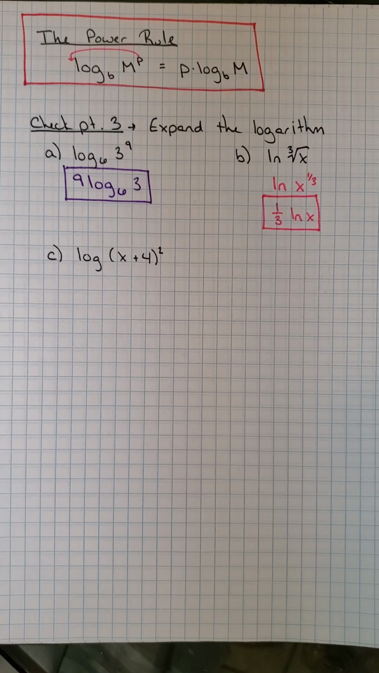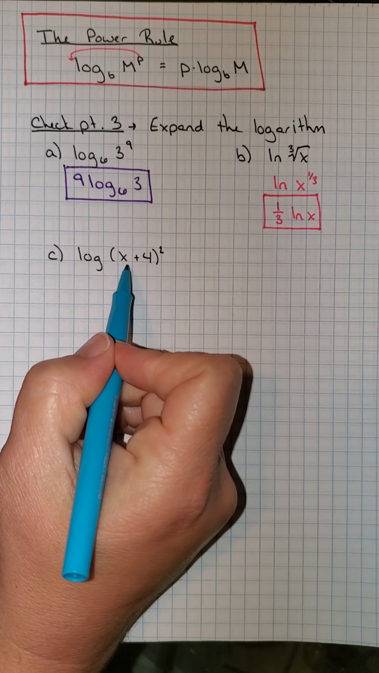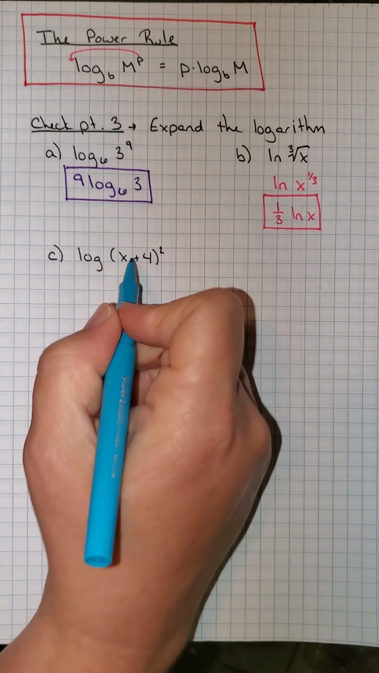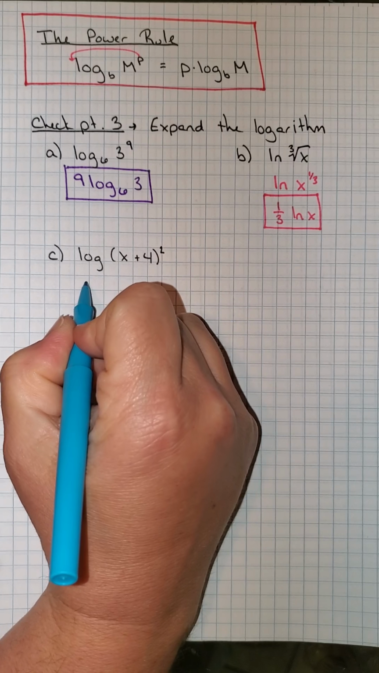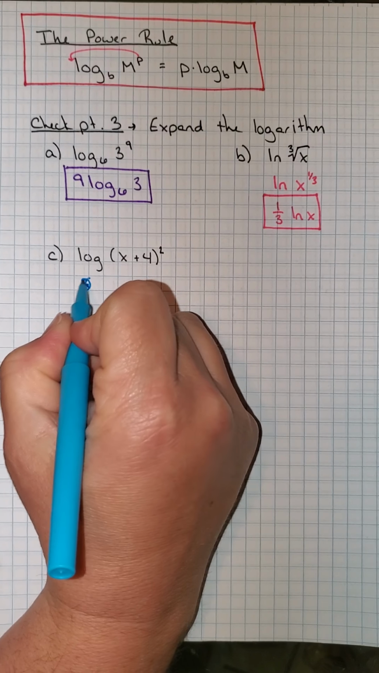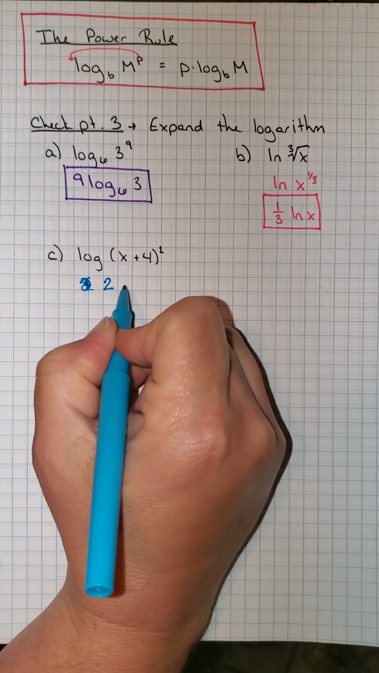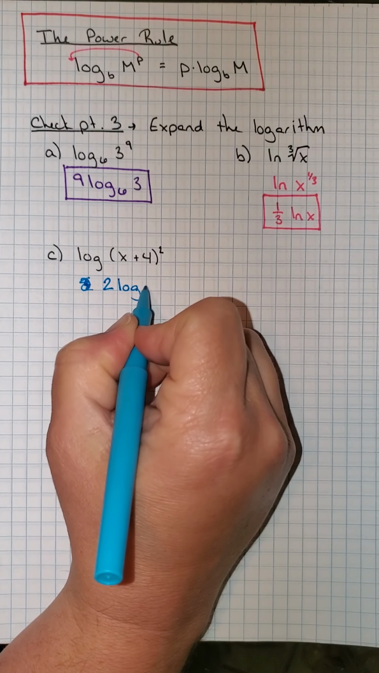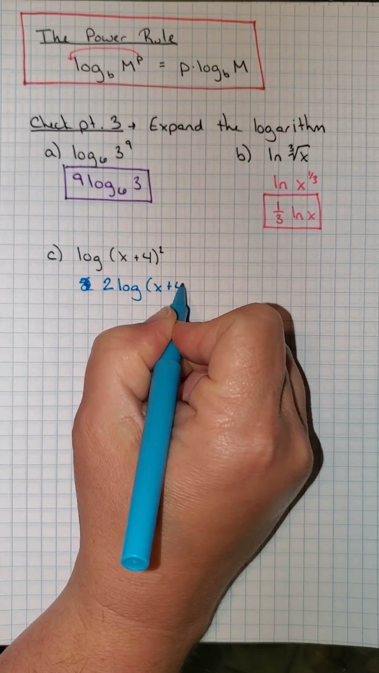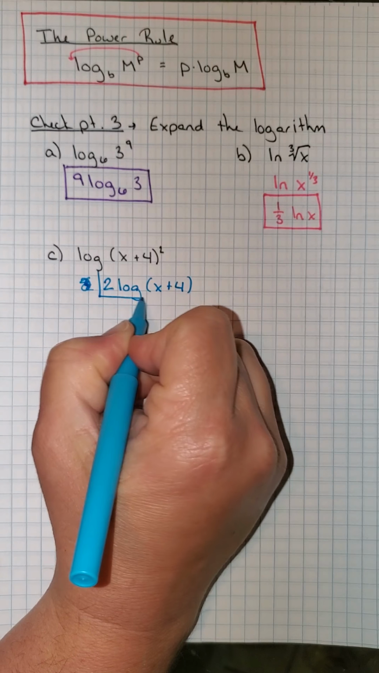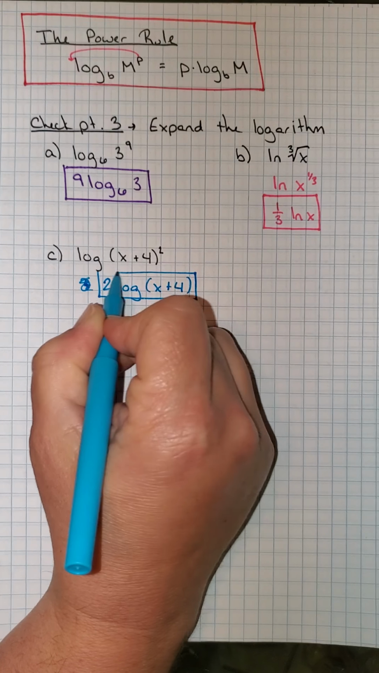And then for C, it's the same thing. The parentheses don't matter, and the log of two things being added needs to just stay together. So you can bring the 2 down. My bad, it was like into 4. Bring the 2 down, and you have the log of x plus 4. And that's your answer to part C.